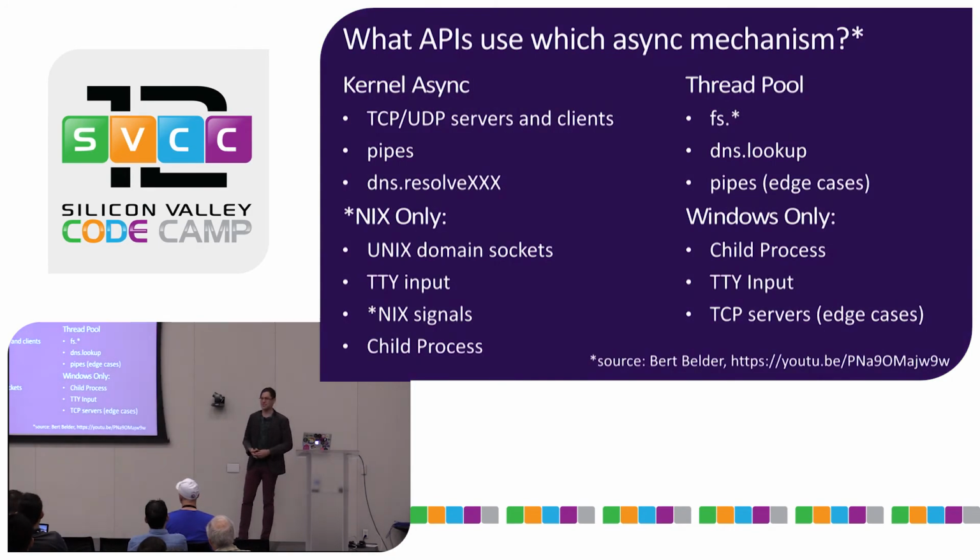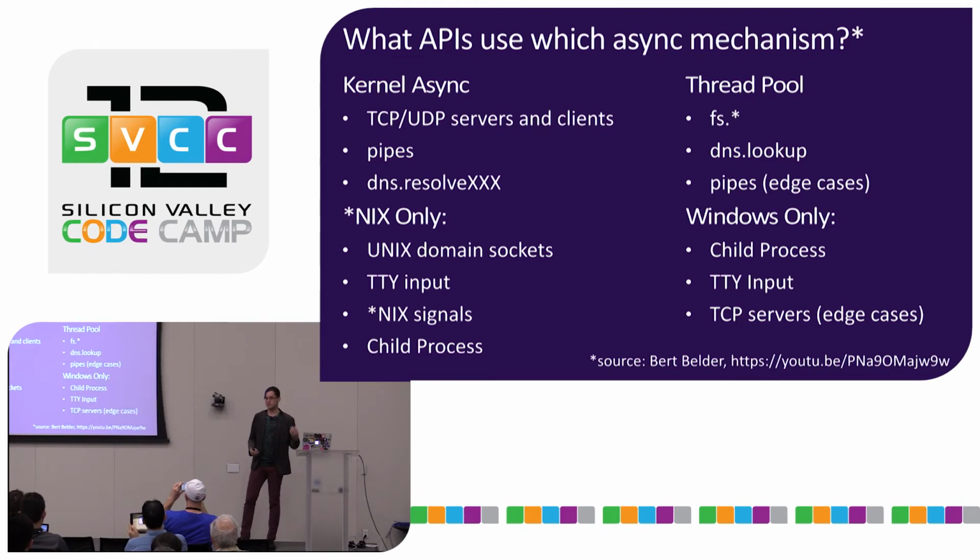So, of course, the question that then comes up is which APIs use which? It's a little bit complicated, and this is an overview. But basically, this tells us kind of who uses what. For the record, I actually borrowed this slide from a guy named Bert Belder, who actually wrote a good chunk of the event loop itself.